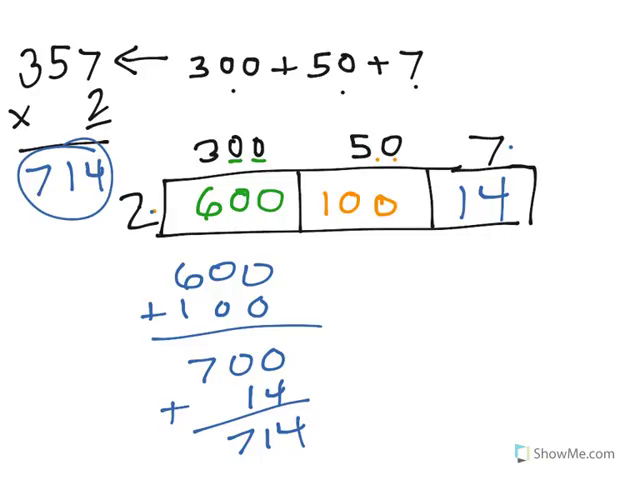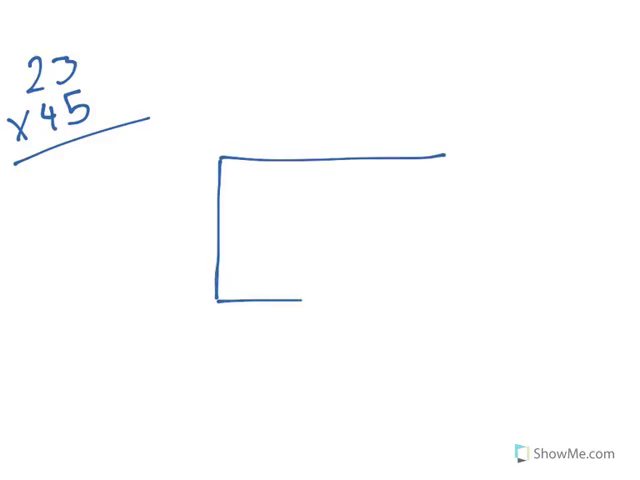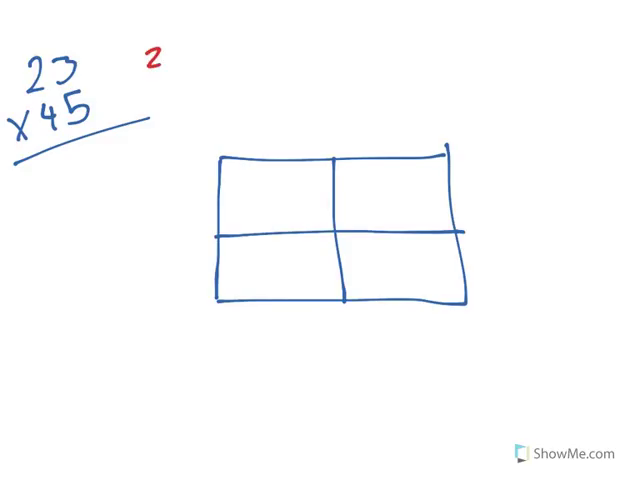Let's look at another example. Let's say that we have 23 times 45. So again, what I would do is start by drawing my boxes. This time I need another row because I have bigger numbers. So I'm going to put each number into expanded form. 20 plus 3, 40 plus 5. Across the top I'm going to put 20 and 3. And along the side I'm going to put 40 and 5.